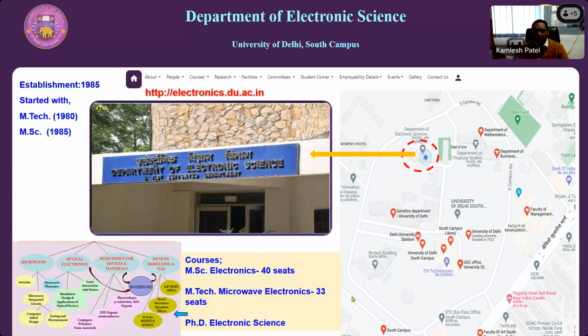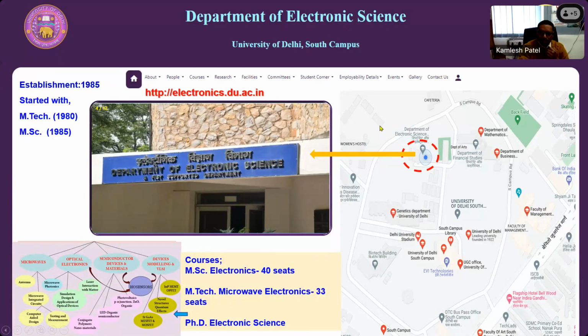Starting with the topic, this is the location of my department, and we are situated in Delhi, Dhaula Kuan. Here you can see the location of my department, known as the Department of Electronic Science, and the department was established in 1985.